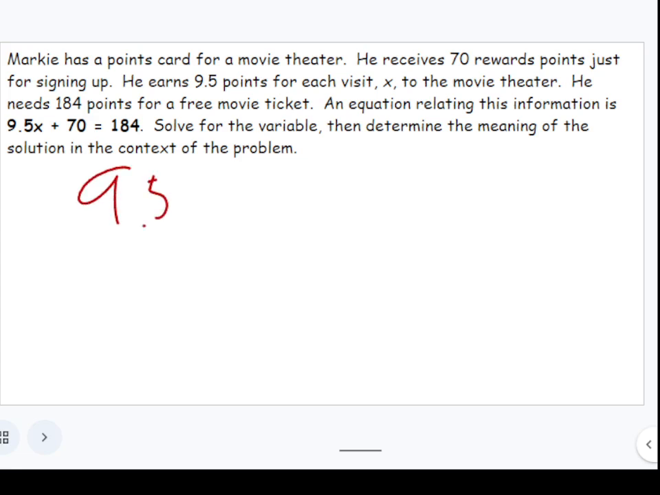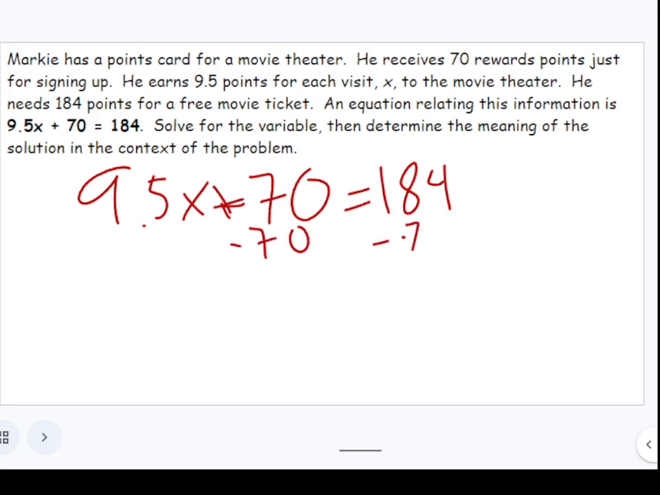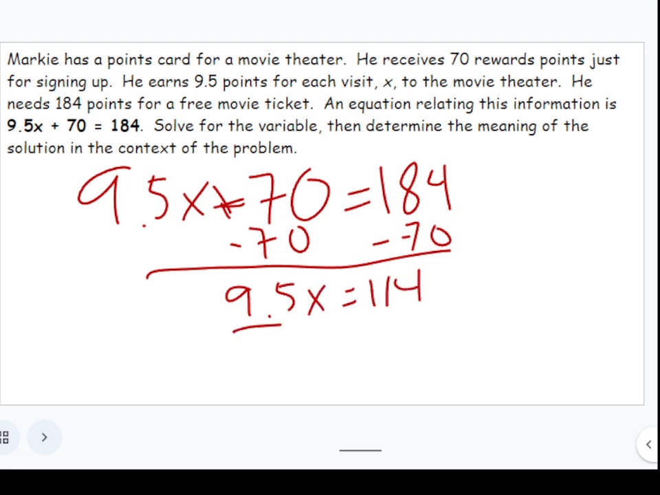So 9.5x plus 70 equals 184. Again, of course, our first step is to subtract 70 from both sides. And so we have 9.5x equals 114. Divide by 9.5. So we have x equals 12. So now we need to figure out what that means for us.